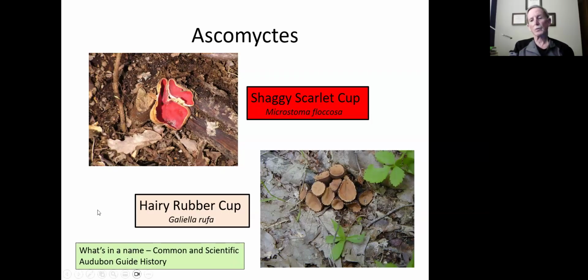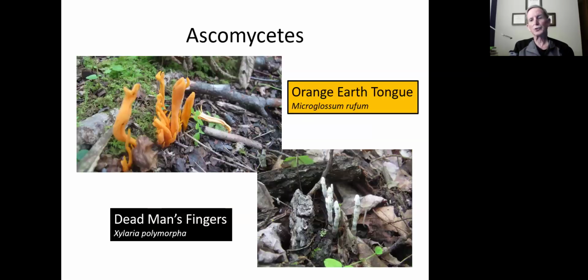This one is called the hairy rubber cup, and there's another one called the common brown cup that doesn't have such a circular cup shape. It can look a lot like that jelly ear, and in fact, it also looks a lot like tree ear because they're all brown and they're curled up. So you notice the strange names like hairy rubber cup, shaggy scarlet cup. So this gets to the common name problem with fungi, and here are two more. Somebody mentioned dead man's fingers. So there they are. They're ascomycetes.